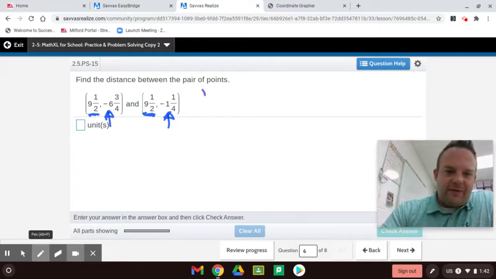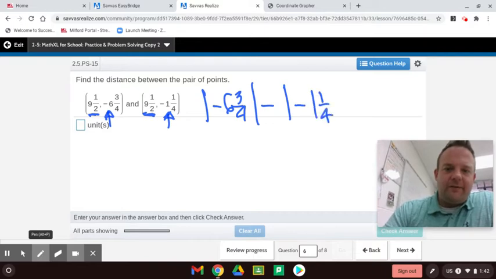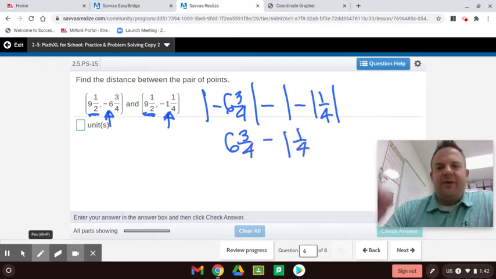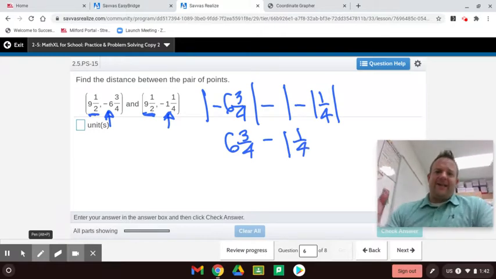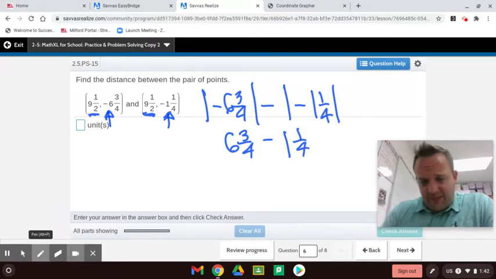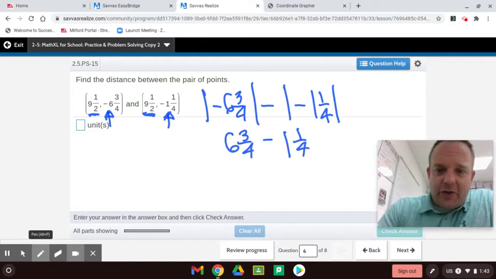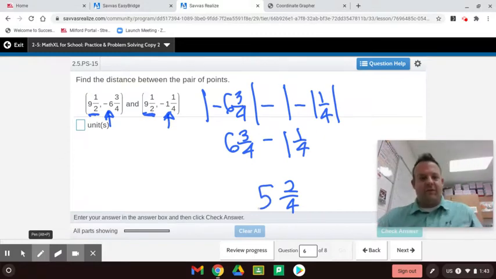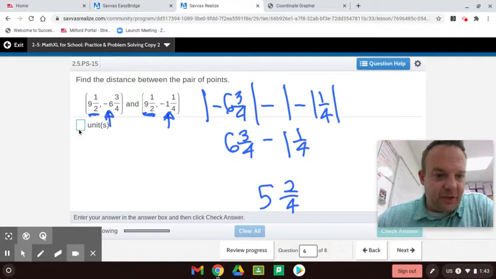So the absolute value of negative 6 and 3/4 minus the absolute value of negative 1 and 1/4. So you have 6 and 3/4, guys, minus 1 and 1/4. See how the denominators are the same? You need the denominators to be the same when you are subtracting fractions. 3 minus 1, that's 2, so 2/4. 2/4 equals 1/2, by the way. 6 minus 1 is 5, so 5 and 1/2, guys, for my problem.